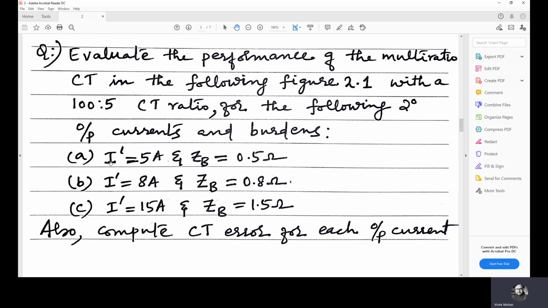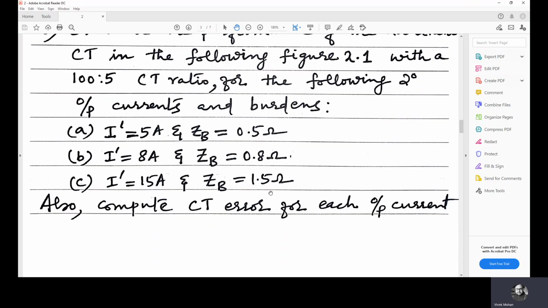In the first case, I dash equals 5 amps and ZB equals 0.5 ohms. That is, I dash is the current that is seen by the relay, which is 5 amps, and ZB is the impedance of the instrument. It can be the relay. So that is a burden, which is 0.5 ohms. Now three values are given. I dash equals 8 and ZB equals 0.8. I dash equals 15 and ZB equals 1.5.